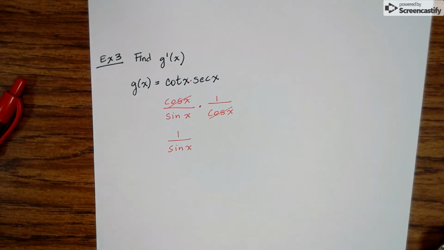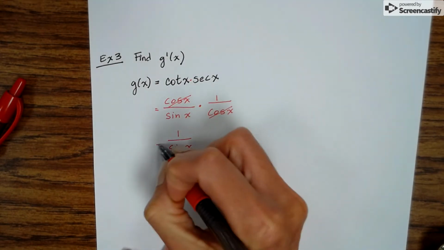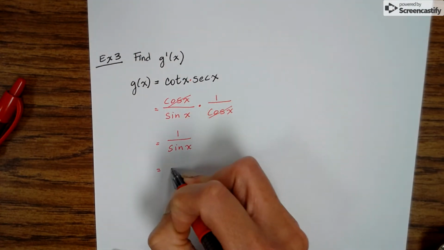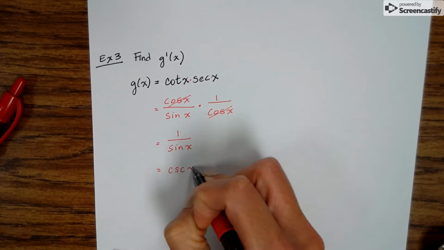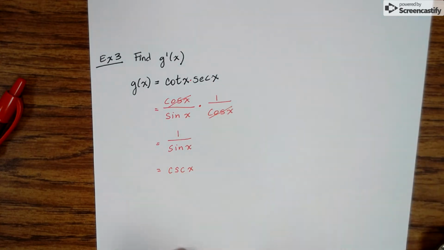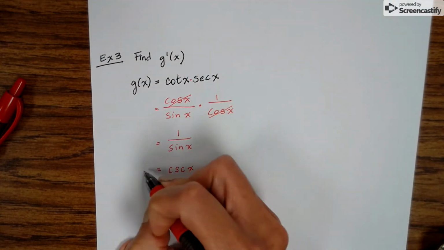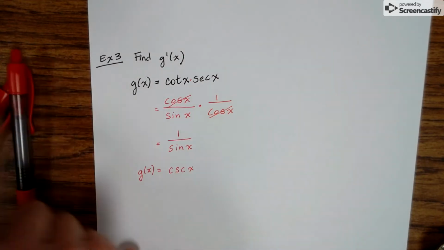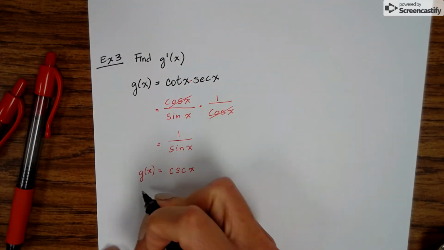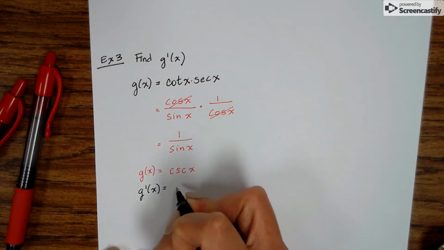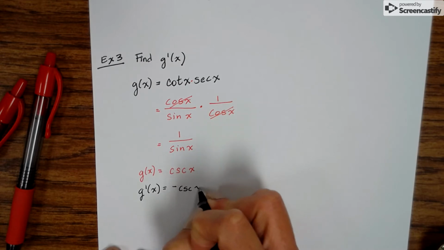Now, even if I leave it like this, I would have to do quotient rule. However, if I recognize that 1 over sine x is the same thing as cosecant x, because cosecant is the reciprocal of the sine function. So I just simplified my g of x function, and now I'm just going to go straight to finding the derivative of cosecant, which is on our list, and that's the negative cosecant x cotangent x.